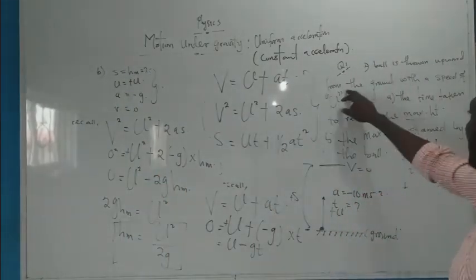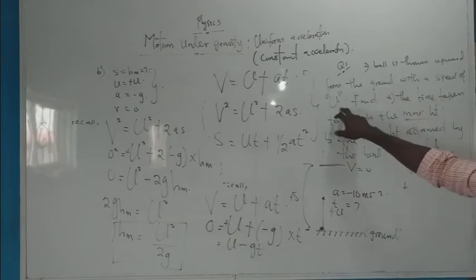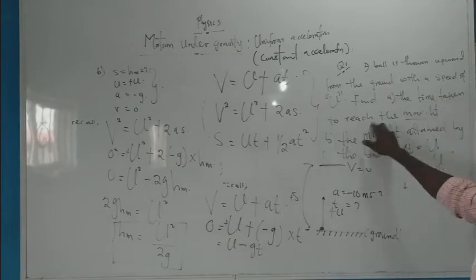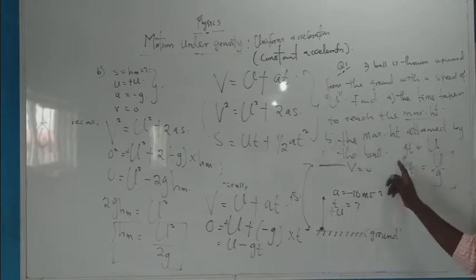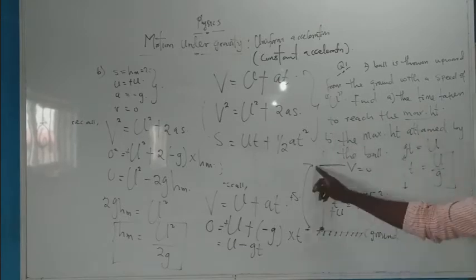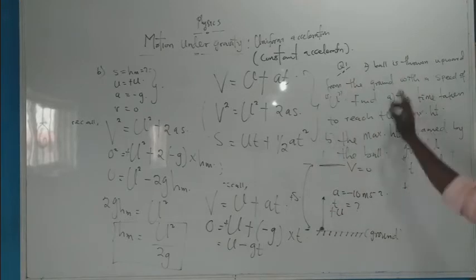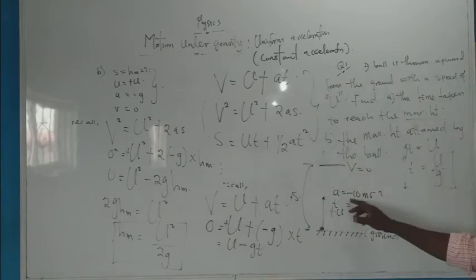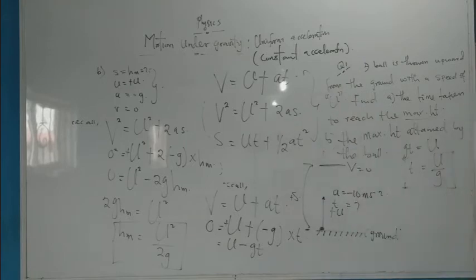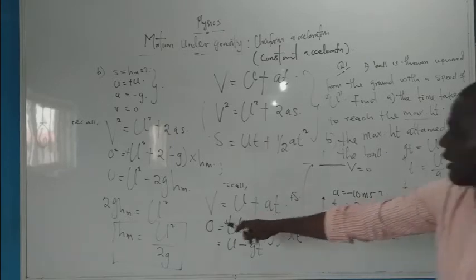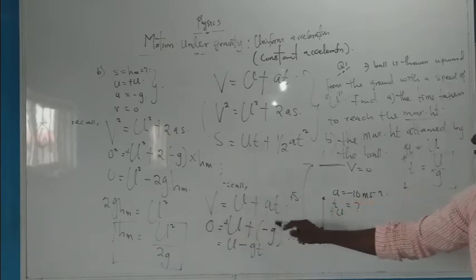A ball is thrown upward from the ground with a speed of u. Find A, the time taken to reach the maximum height. B, the maximum height attained by the ball, from the ground level. V equals 0. A is negative, always minus when coming downward, that's minus 10. T is unknown. Using v equals u plus at.